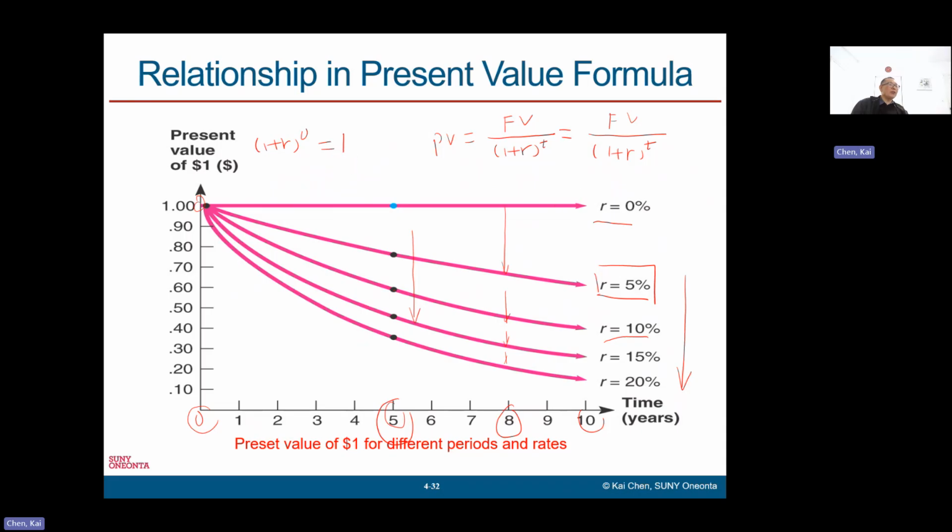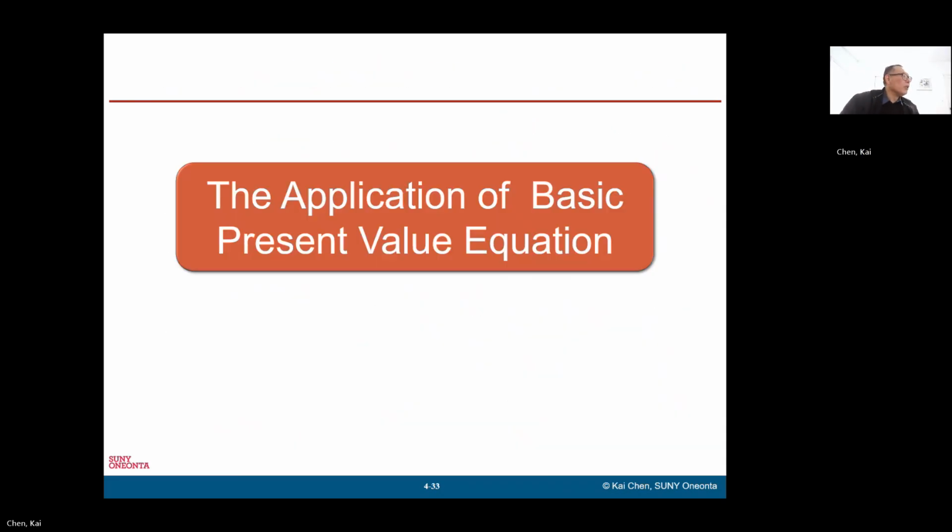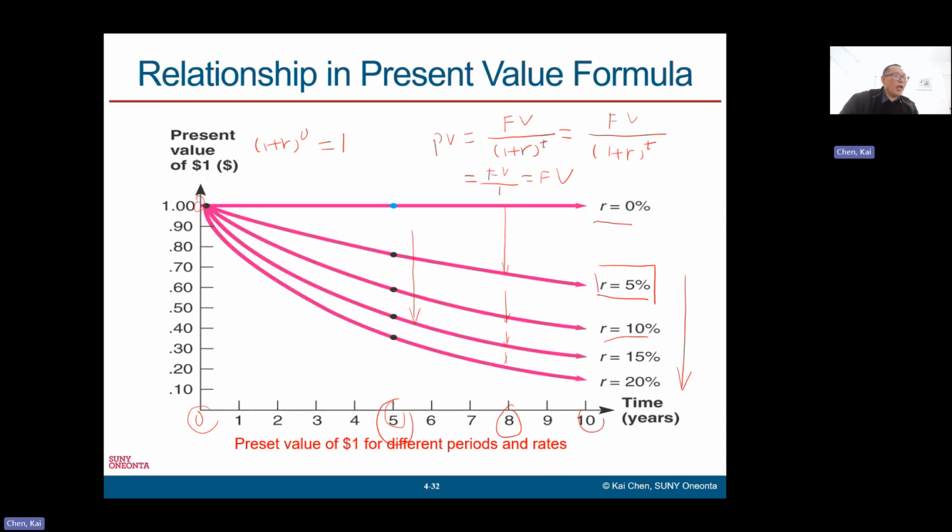Then, now let's go back to the present value formula, and we have future value divided by 1. Future value divided by 1 is the future value. So this is why present value is always equal to future value. Okay, no matter what the interest rate is, if t equals 0, present value always equals future value. Okay, that is the present value.